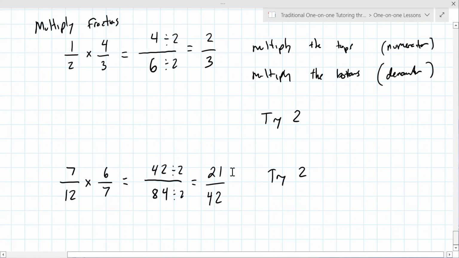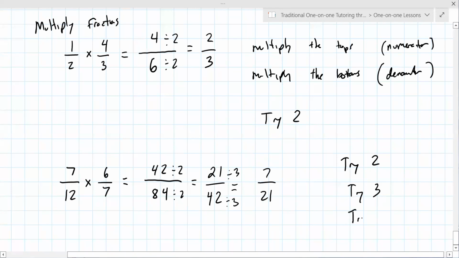But now, does 2 work in the 21? No. Try 3, and 3 does work in both of them. It ends up being 7 over 21. Now, does 3 work in 7? Can you multiply 3 by some number to get to 7? Nope. So we can't.